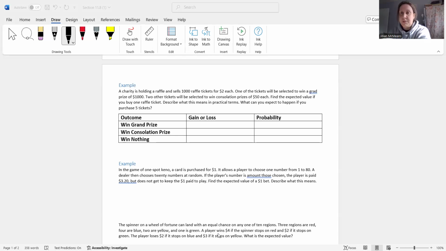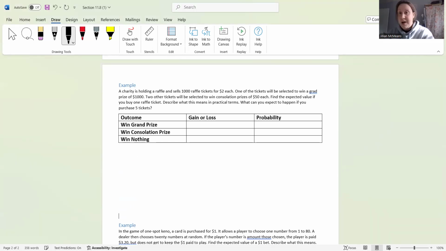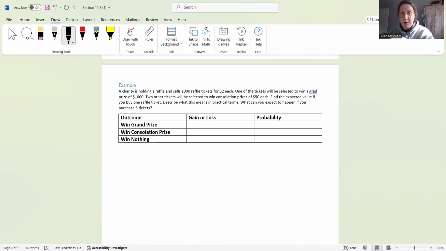Okay, so next up, we're going to talk about games of chance. And some of my favorite situations here are raffles. Okay, so keep that in mind. I do love a raffle problem. If we were having our normal in-class test, you could pretty much guarantee a raffle problem would be on there. Okay, so let's look at this raffle problem.